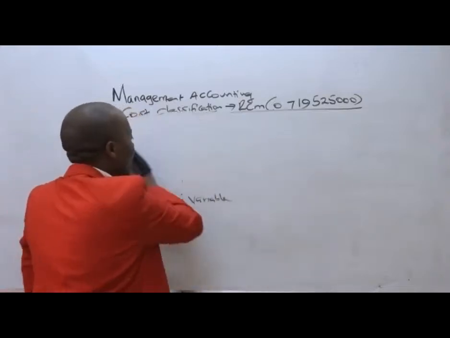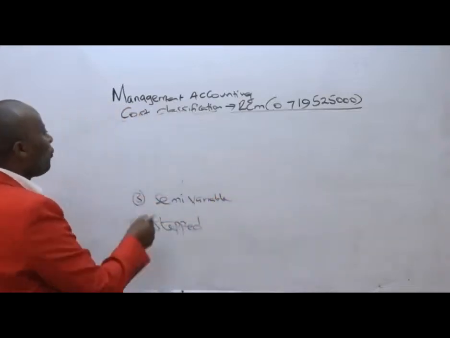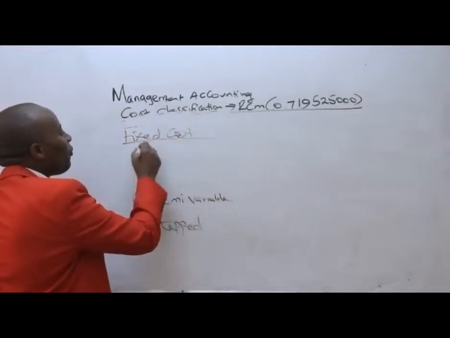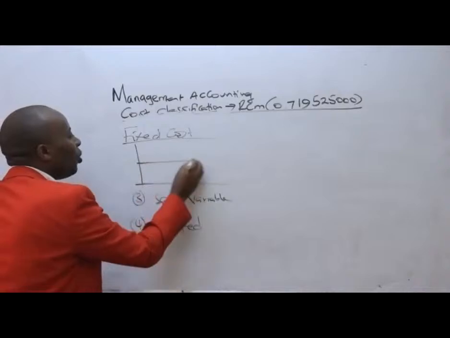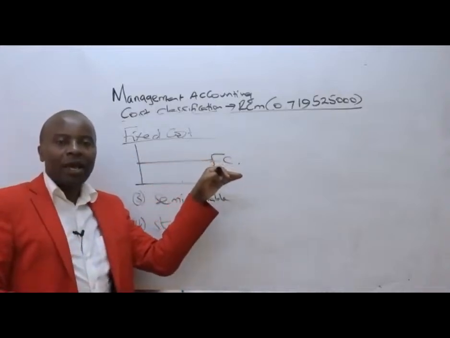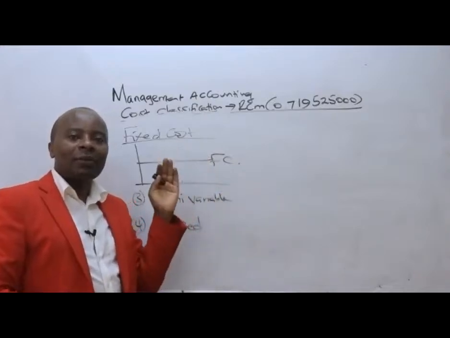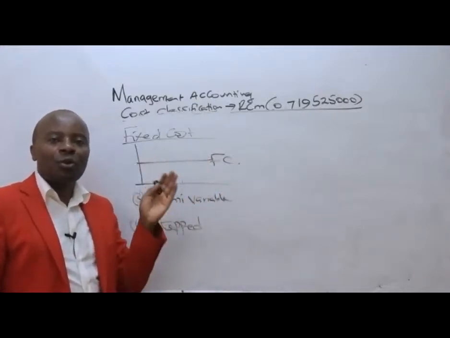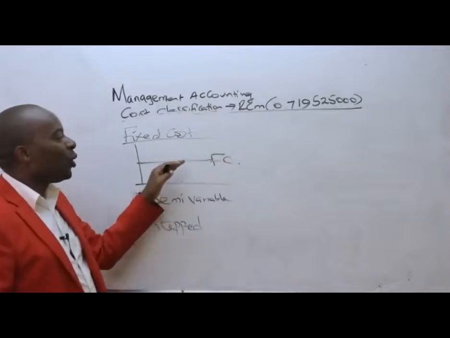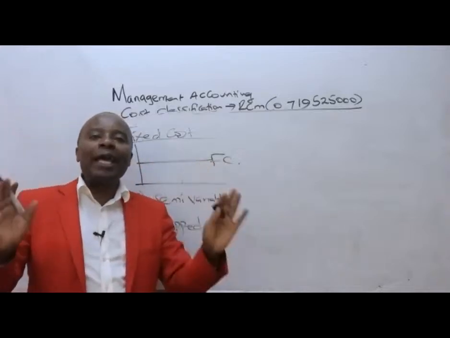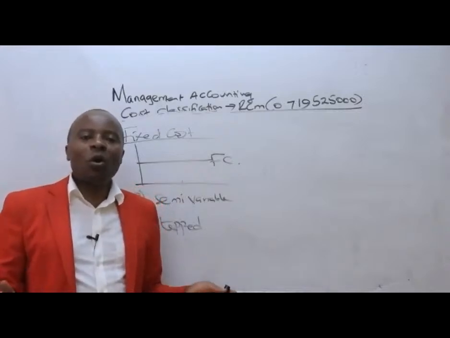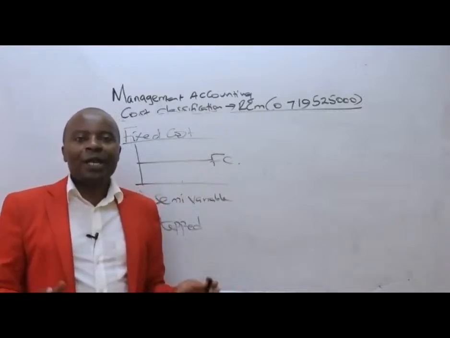From there, ladies and gentlemen, we have the fixed cost. So fixed cost, as the name suggests, behaves in a funny way. For fixed cost, we'll always have our fixed cost being constant, regardless of the output. It doesn't matter how many units you produce. Fixed cost will always remain the same. For example, rent. It doesn't matter how many students we put in this room, rent will always be fixed.